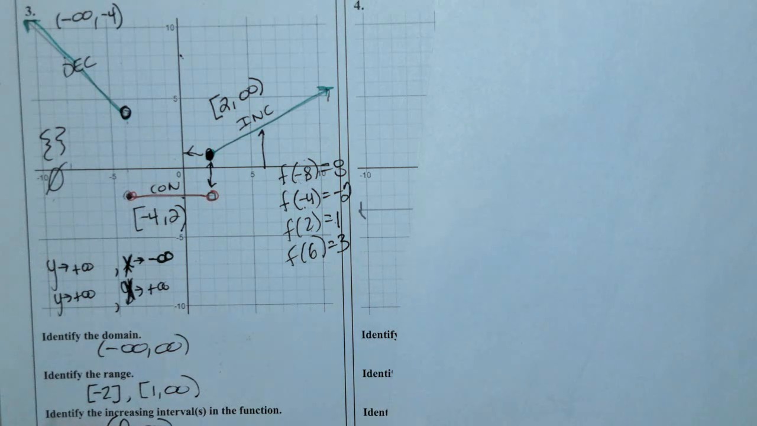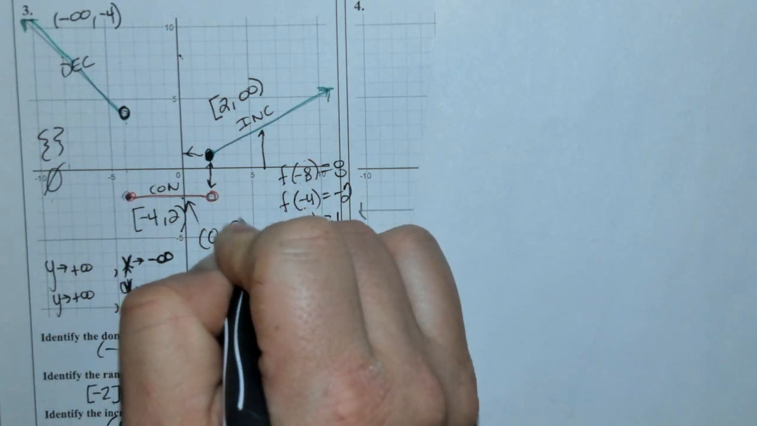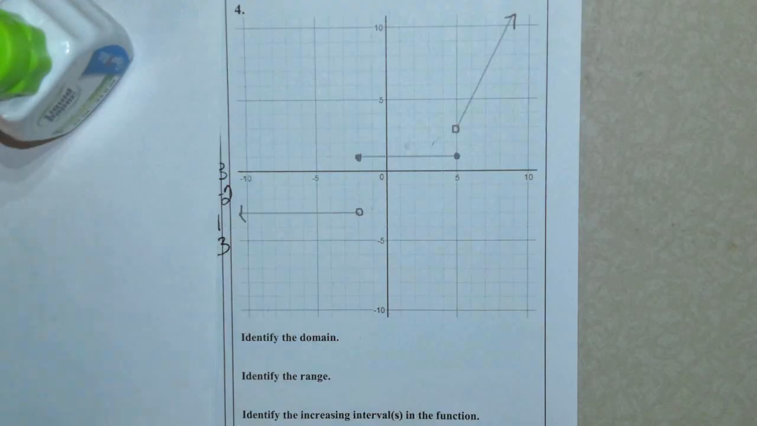Then are there any y-intercepts? There's one y-intercept. It's at -2, so you can write (0, -2). Finishing out this assignment with problem number 4. So we're going to start with domain and range.